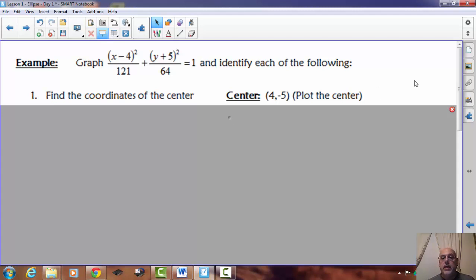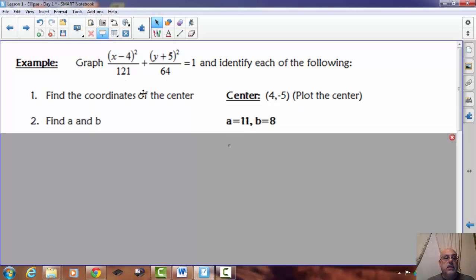So take a minute, pause the screencast, and you'll notice at the bottom of the page there's a graph. So plot the center of the ellipse and label it center. We'll put a big C next to it. It's at the location of 4, negative 5. So after you do that, the next thing we want to do is find a and b. Well, the number under the x terms is a squared, and the number under the y terms is b squared. So the square root of 121 is 11. The square root of 64 is 8. So the a term is 11, the b term is 8. It's nothing more complex than the square root of the denominator.